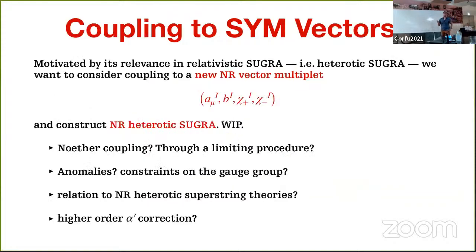Now let me come to extensions, and there's one extension that very much stands out for us, and it's also work in progress: to couple to super Yang-Mills vector multiplets. Eric has already mentioned that we have a flat space super Yang-Mills multiplet that is under control, but for technical reasons that we don't fully understand, we so far haven't managed to couple it to supergravity. We're working on that, and I think it would be very interesting, because once you have that, you can ask questions. Classically that's a consistent theory, but how about gauge and gravity anomalies? What kind of constraints do they impose on the gauge group, and so on? So I think that's a very natural and important extension on the way to something that deserves the name non-relativistic heterotic supergravity.